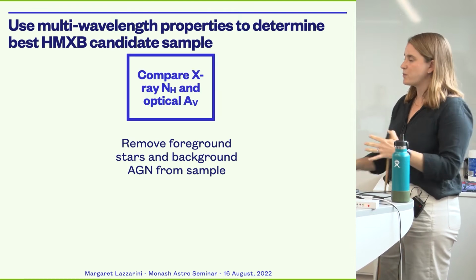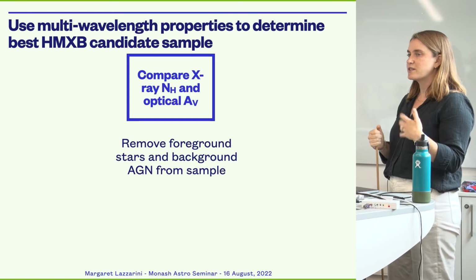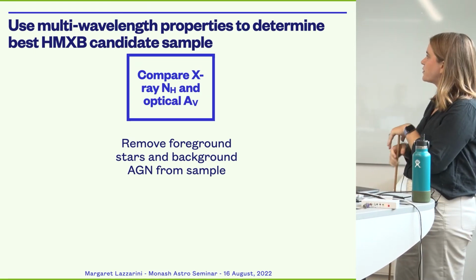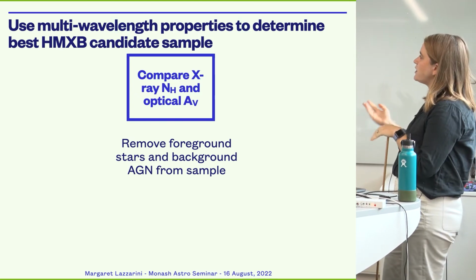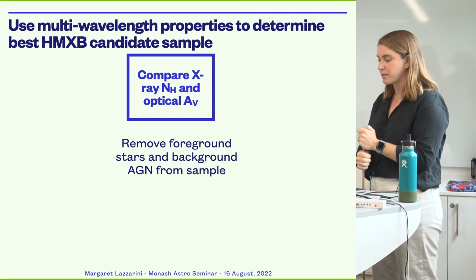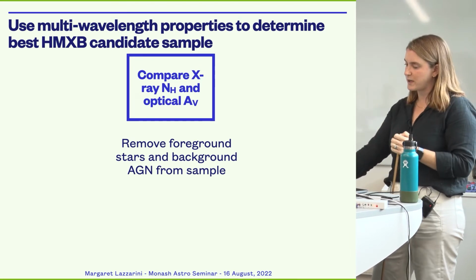There's a couple ways that we go about doing this. We compare X-ray and optical measurements of the extinction to make sure that we're actually looking at something that is in M31 or M33 and not behind the disk, which we can do by comparing the AV that we infer both from the SED fits and from measurements from the local stellar populations to the NH that we measure with the X-ray spectra.